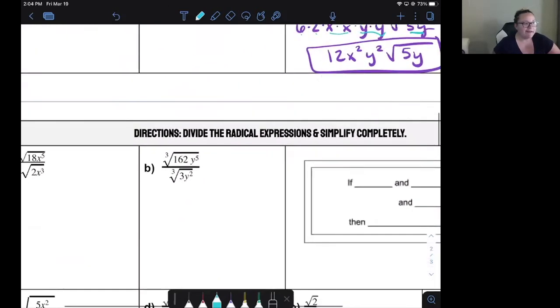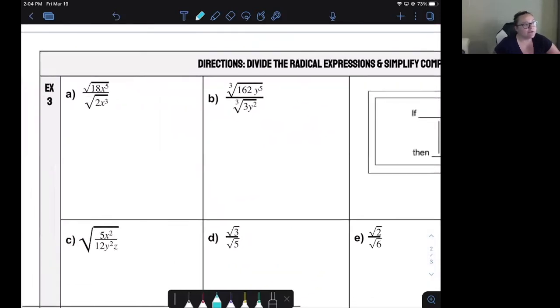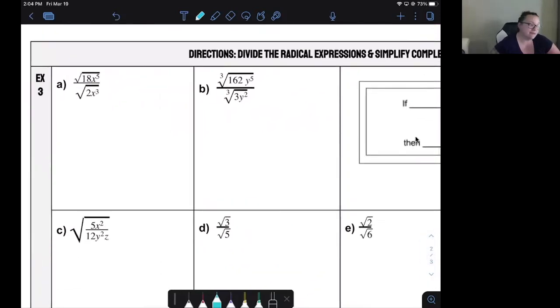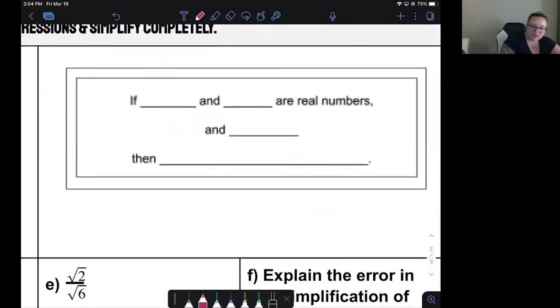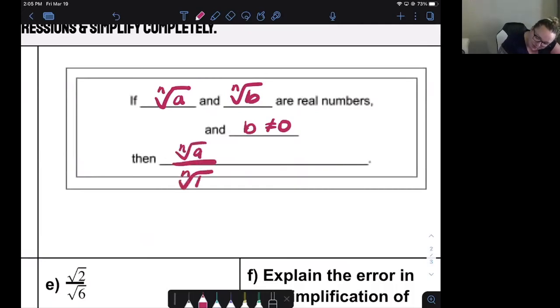All right, now let's talk about division. So now we're going to be dividing radical expressions and simplifying our answer. But first we need to talk about a definition. So again, if you're taking the nth root of A and the nth root of B, but this time B is not allowed to be 0, then if you take the nth root of A and divide it by the nth root of B, that is the same thing as the nth root of A over B.